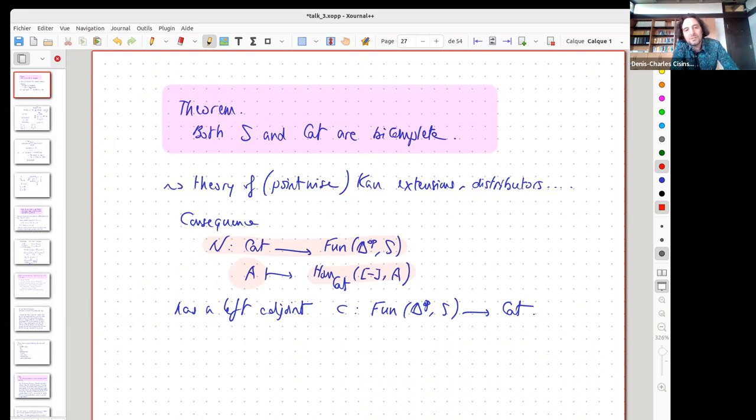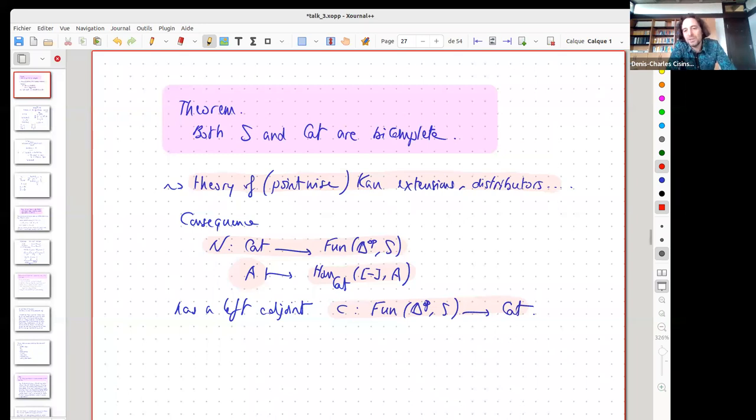And then, because once you have limits and colimits and so forth, you can develop all the theory of pointwise Kan extensions and distributors and whatnot. I won't do it now. In particular, you can do what Kan extensions were made for when they were introduced by Kan in the 50s. It was to produce left adjoints to nerve-like functors, and you would be able to do that.